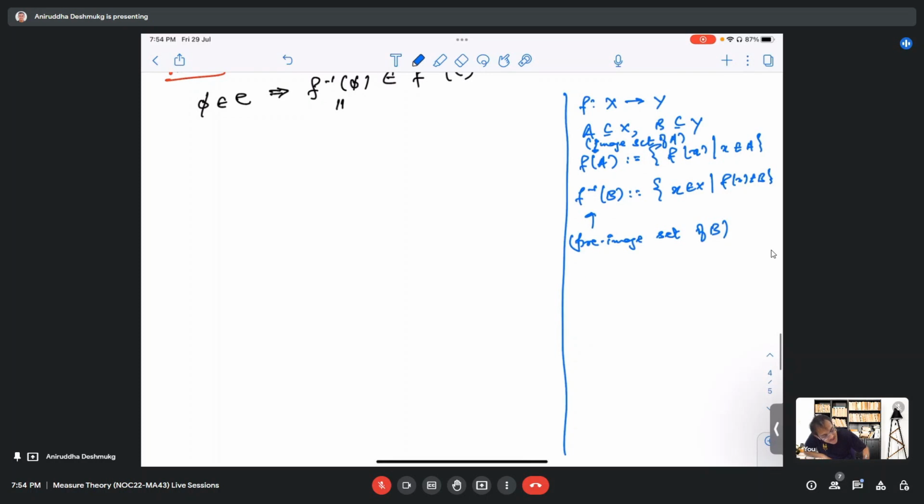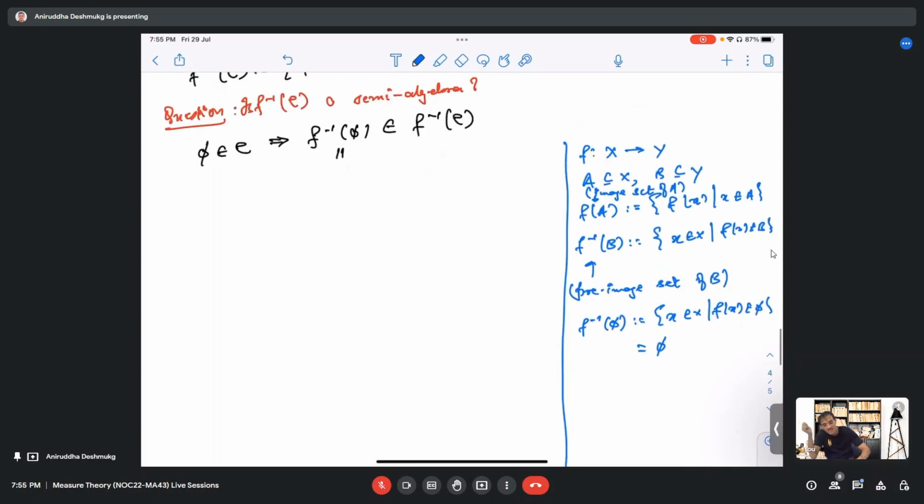So here f inverse of the empty set means you collect all those x such that their image is inside the empty set. Can such an x exist? No, sir. No, right? Because nothing can be inside the empty set. So this is empty. So the empty set is in C, therefore the empty set is in f inverse C. What about X? Does X belong to C?